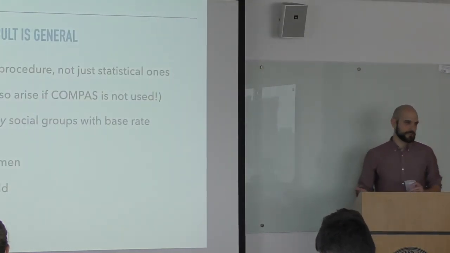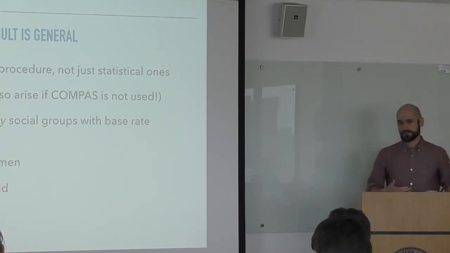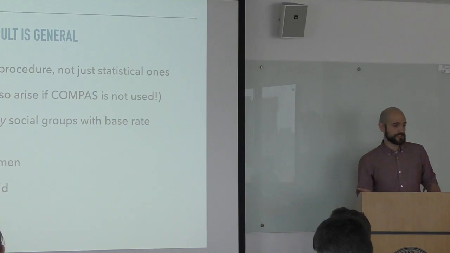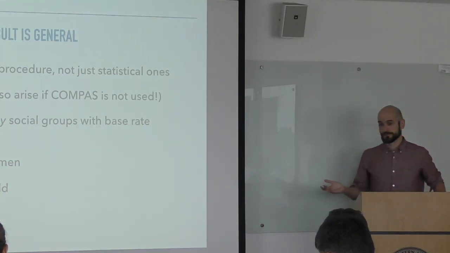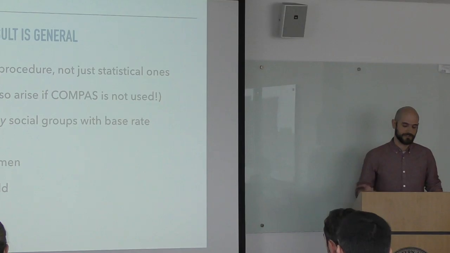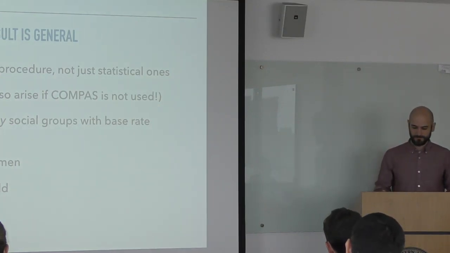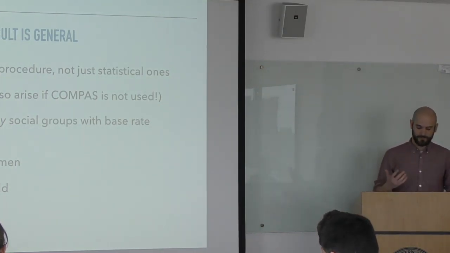And this is a general result. This is going to apply to any procedure, not just statistical ones, not just things in machine learning. So this trade-off would also arise if judges were making these decisions without the use of Compass. And it's going to occur with any social groups that have base rate differences. And so that's going to happen in all sorts of prediction problems that we care about. This is a very important problem for us to face up to.